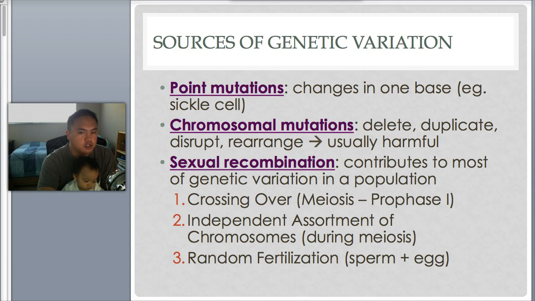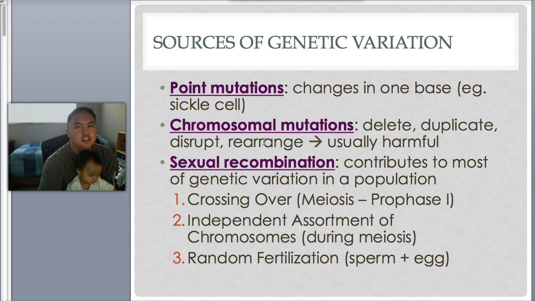Another is called chromosomal mutation. So we're going to learn later about chromosomes. They look like X's, and sometimes when you split apart chromosomes or when chromosomes are changed during the mitosis process, or when we create more and more cells, there can be errors with the chromosomes. So some things can be deleted, some things can be duplicated, disrupted, rearranged. They're usually harmful.